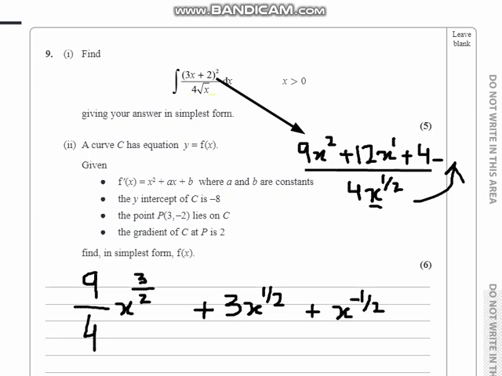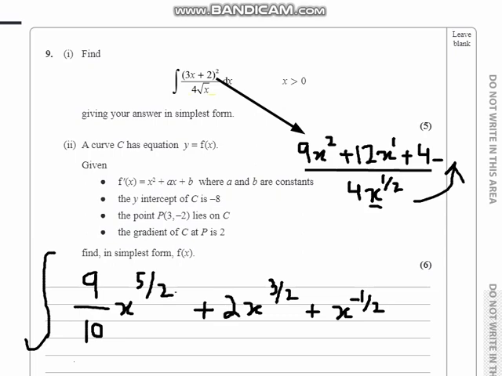Now this function is clearly in the simplest form, and we will start to integrate it. To integrate, what we do is add 1 to the power and divide by that power. Adding 1 to the power gives us 5 over 2, and dividing 9 over 4 by that gives us 9 over 10. Now moving on to the second one: adding 1 to the power of half will give us 3 over 2, and dividing 3 by 3 over 2 will give us a value of 2.